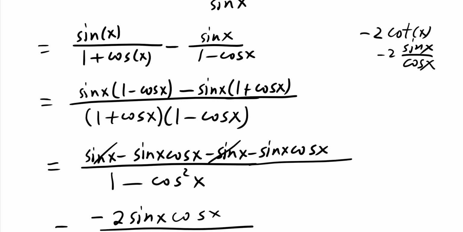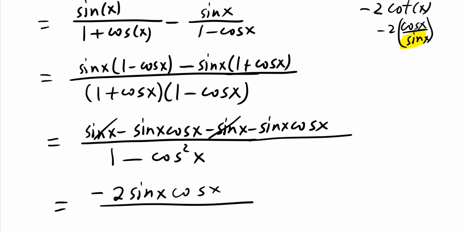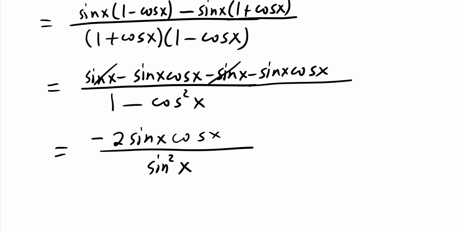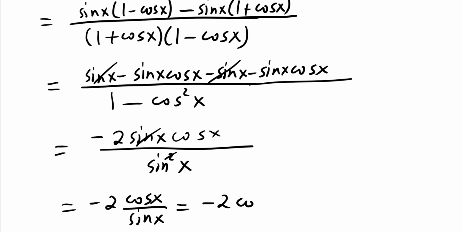Wait a minute, I wrote something here. Cotangent should be cosine over sine. So I need sine in the denominator. So instead of 1 minus cosine square, I'm going to replace it with sine square x. 1 copy of these cancels 1 copy. The only thing left is cosine and sine. And that's exactly what I want, negative 2 cotan x.